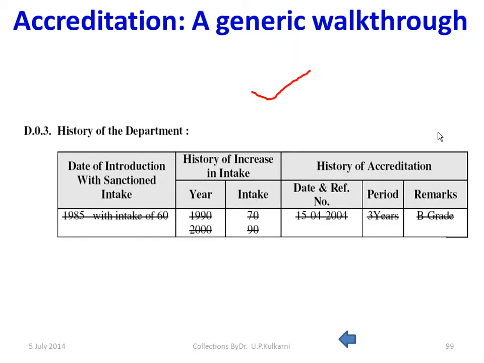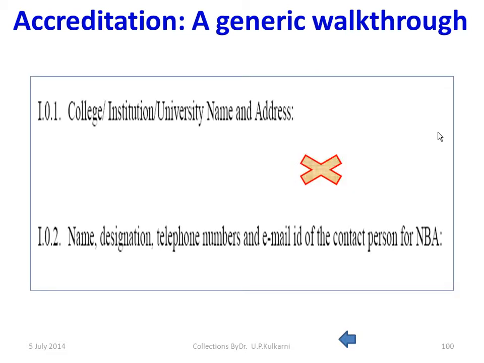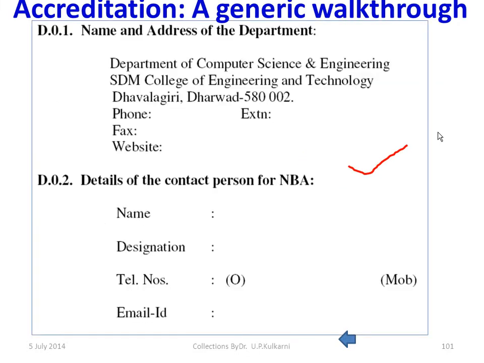Something like this, history of the department. You can structure it so that a good feeling can be given, with completeness and sufficiency as far as the data is concerned. Now look at another entry: college, institution, university, name and address. Simply writing in a haphazard way is not acceptable. Structure it. See here, name and address of the department. It should be complete and sufficient so that the external agency can talk to you through these links.